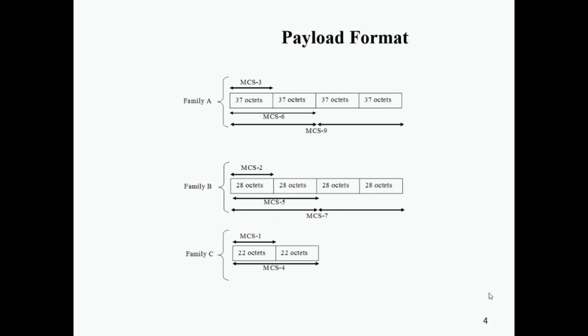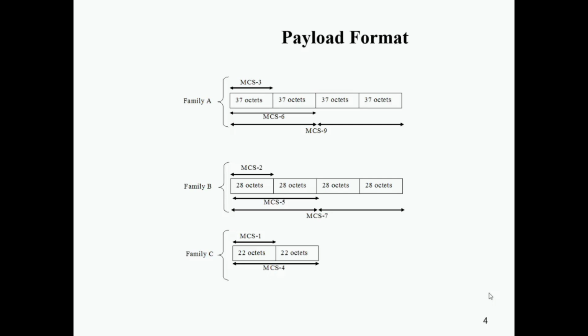Now let's see the payload size of the different families. You can see in this slide, in family A we have MCS3, MCS6 and MCS9. These 3 coding schemes belong to family A. The payload of MCS3 has the maximum size of 37 octets. It means we can send 37 bytes in it. Whereas in MCS6 we can send double that of MCS3, and in MCS9 it is double that of MCS6. The more it doubles, the more data rate we can achieve.